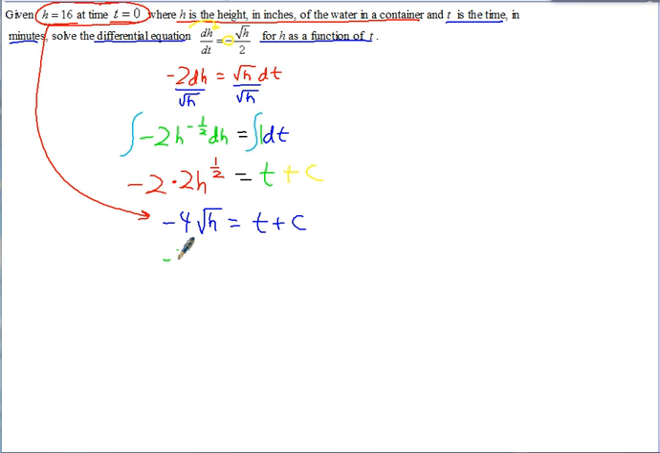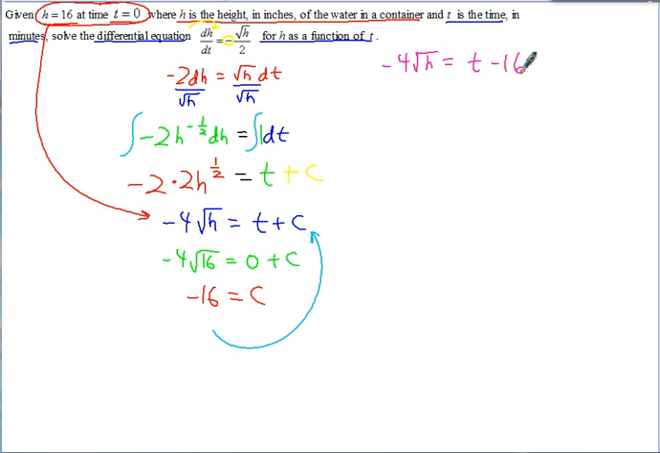So it'll be negative 4 times the square root of h, which is 16, equals t, which is 0, plus c. So the square root of 16 is 4, times negative 4 is negative 16, equals c. So there's our c value. I can take that and substitute it right back in here. So now we've got negative 4 times the square root of h equals t, and we just figured out c is negative 16. So last thing we have to do, notice it even tells you here, we're solving the differential equation for h as a function of t. So we have to isolate the h, and again, that's because it's on the numerator as well as the fact that it tells us to do so.